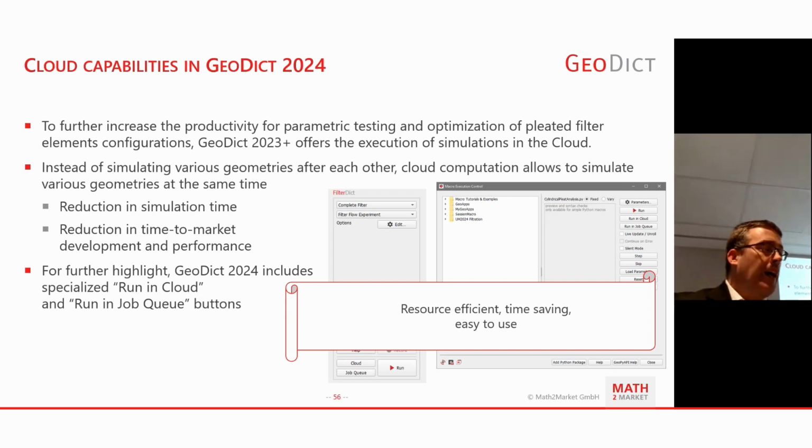And to highlight here, as of GeoDict 2024, these are included as highlighted buttons for each module, and also the GeoApps included in the UI. Next to the run button, we also have the run in the cloud and run in the job queue buttons. We had heard a bit about the job queue in the morning. I will actually show you here on the slides some of the cloud access options. Actually, run in job queue looks similar. It's just that a job queue doesn't have a lot of resources to start.